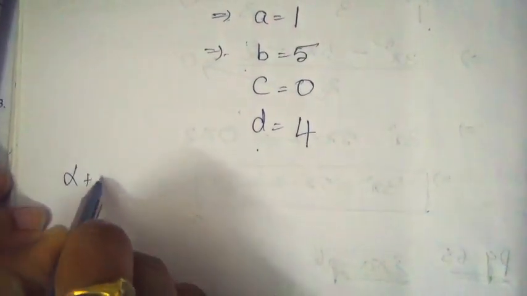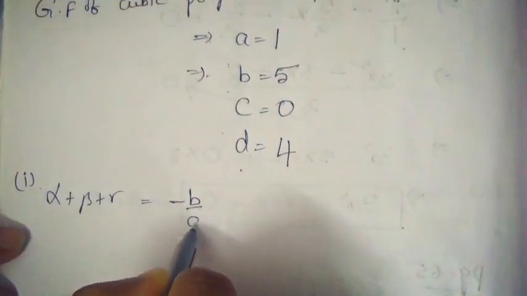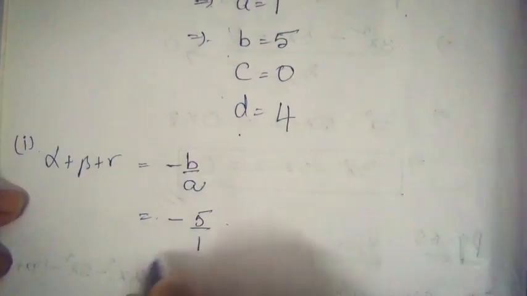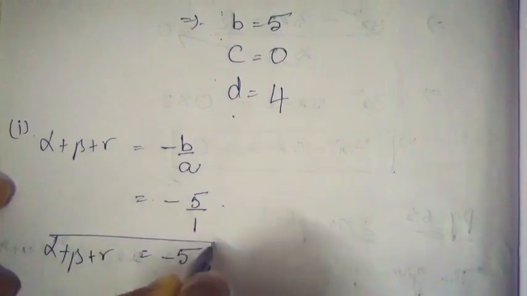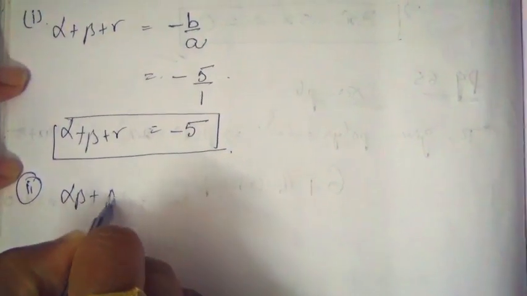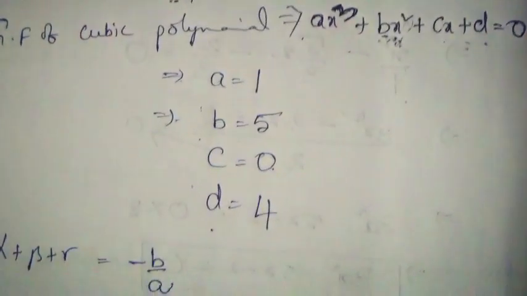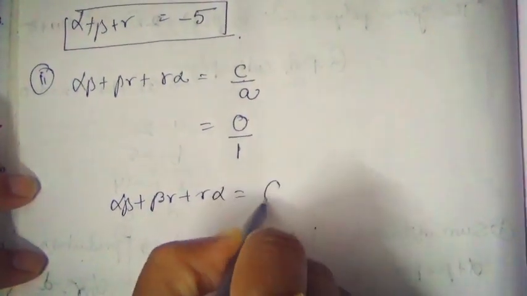Hence, the first relationship: alpha plus beta plus gamma is equal to minus b by a, that is equal to minus b, whose value is 5, by 1, that is equal to minus 5. So alpha plus beta plus gamma is equal to minus 5. The second one, alpha beta plus beta gamma plus gamma alpha, is equal to c by a. What is the value of c? That is 0 and the value of a is 1. So hence alpha beta plus beta gamma plus gamma alpha is equal to 0.